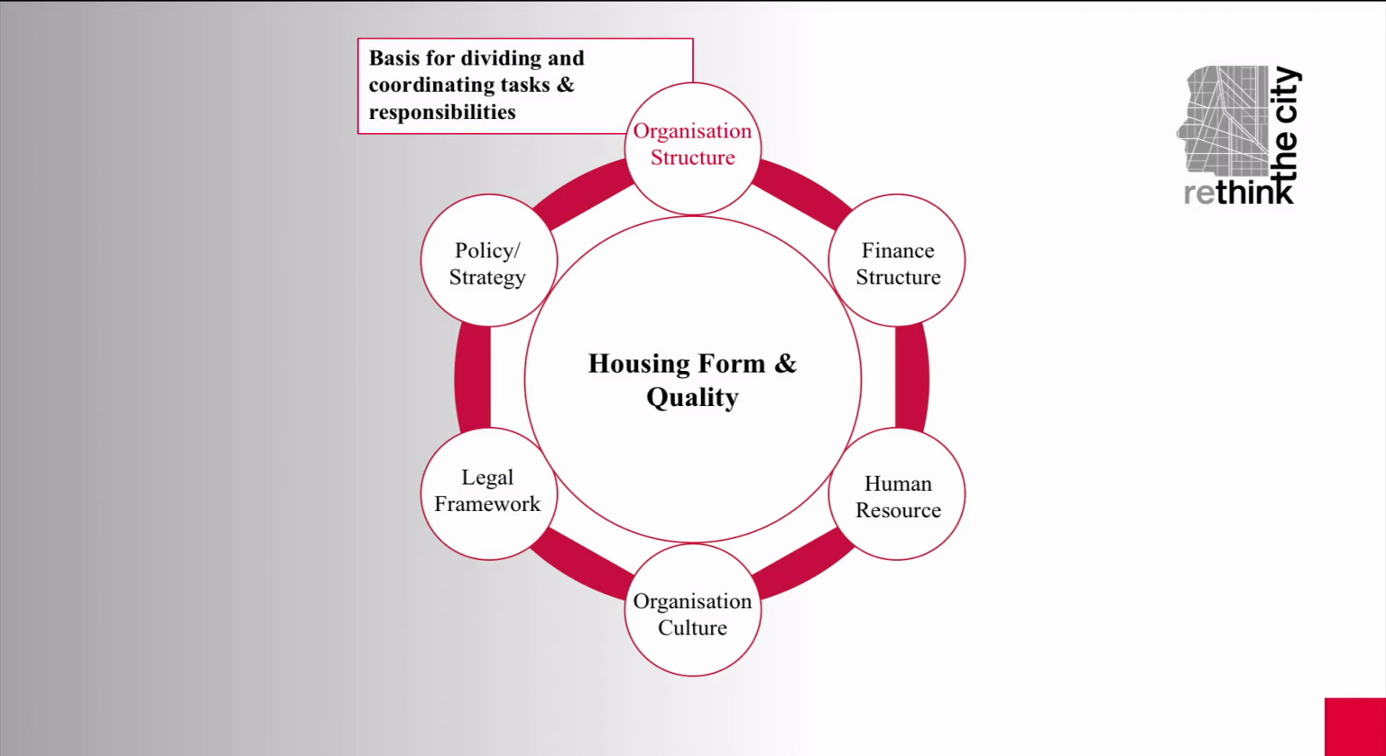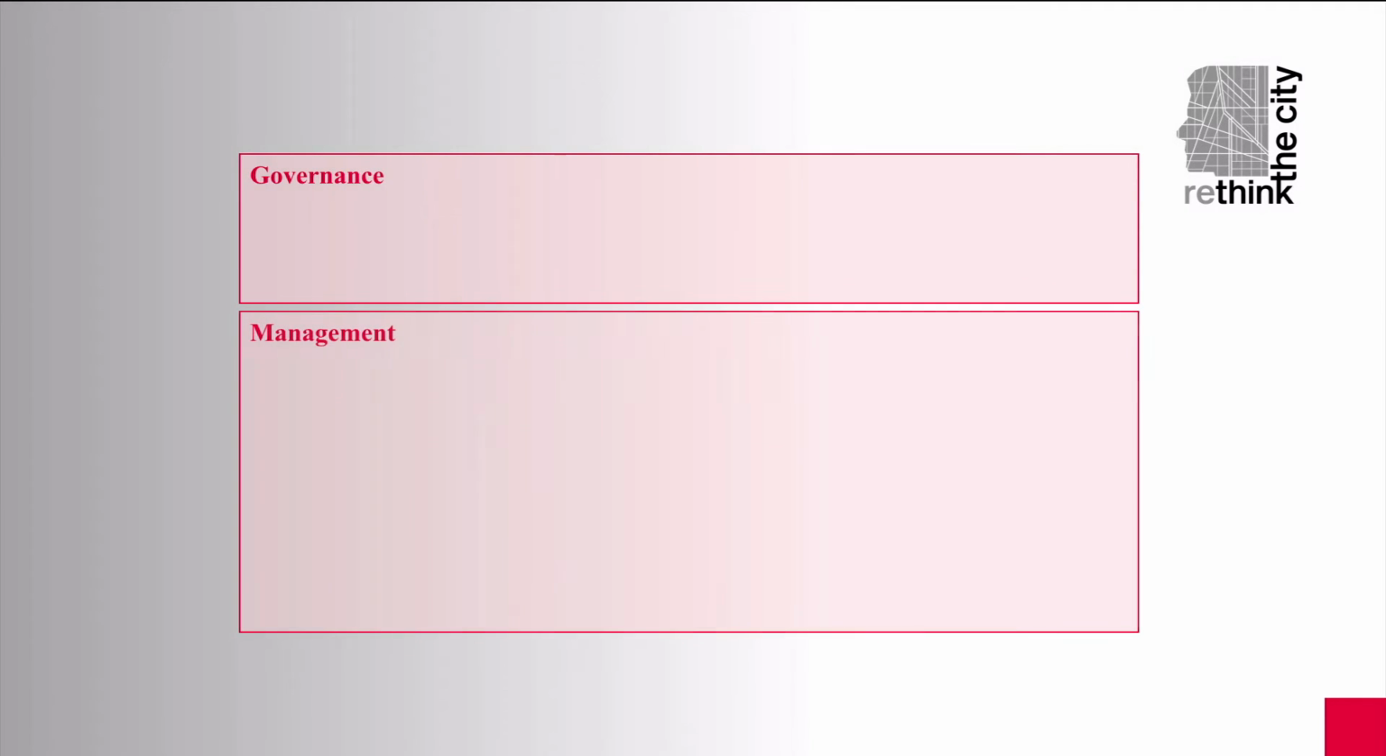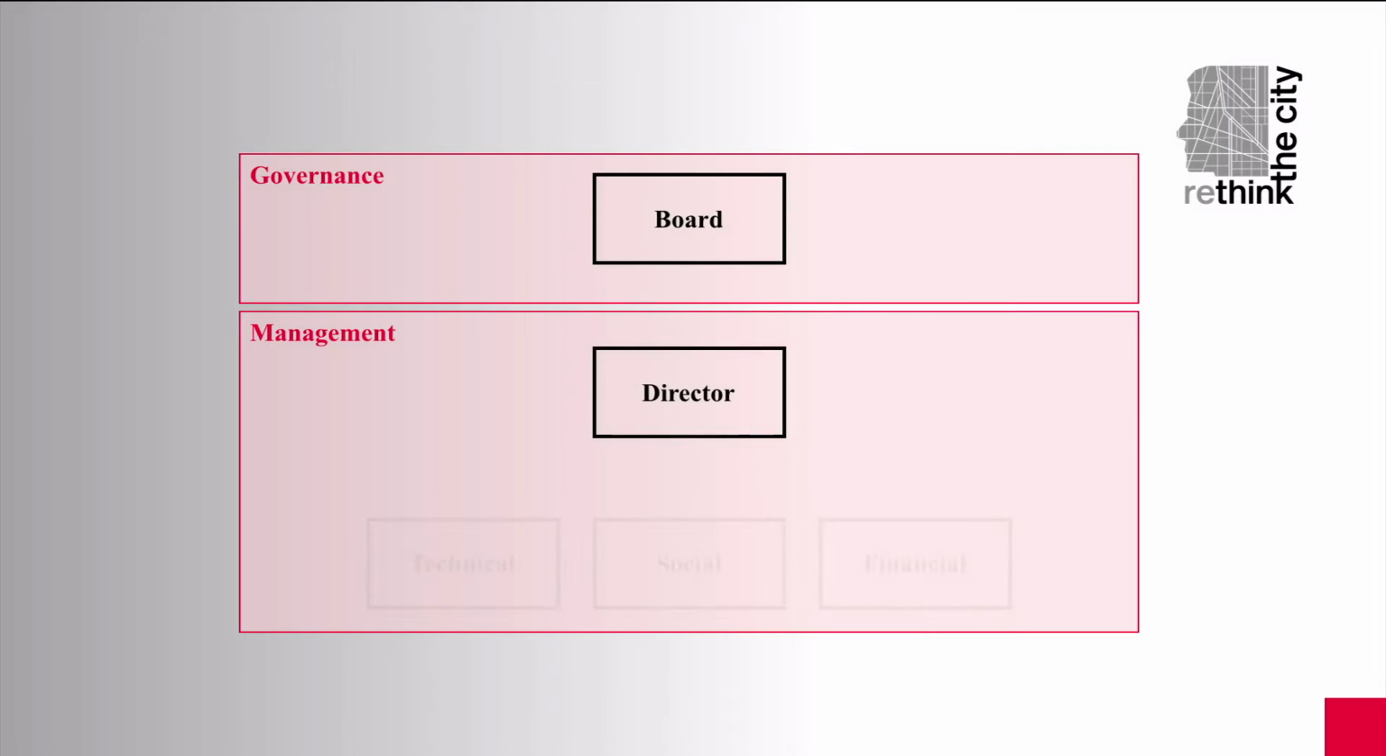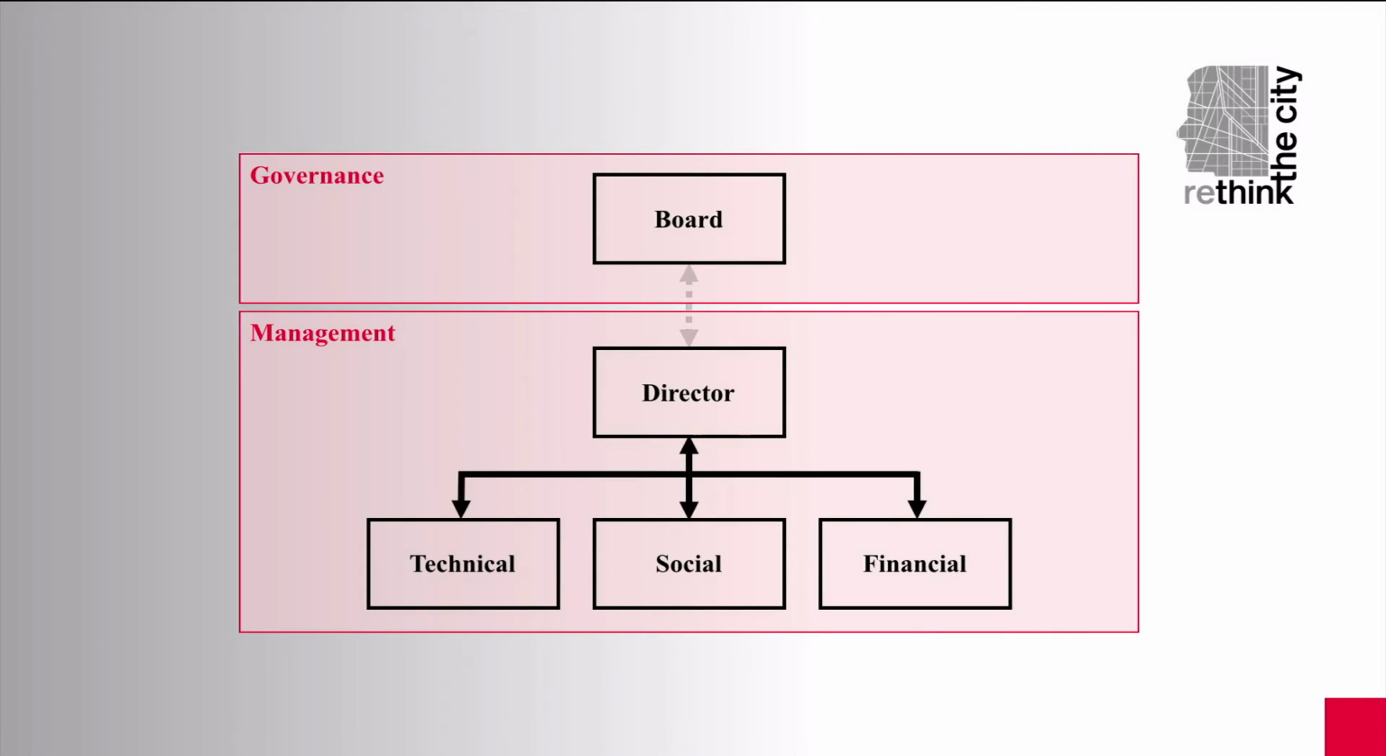Third, what is the organization's structure for housing management? Structure describes the basis for dividing and coordinating tasks and responsibilities. Structure must detail both vertical and horizontal relationships and communication in the organization. In Ghana, there is a weak coordination among the actors in the structure.